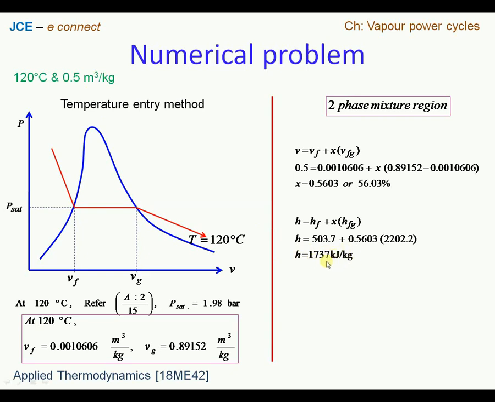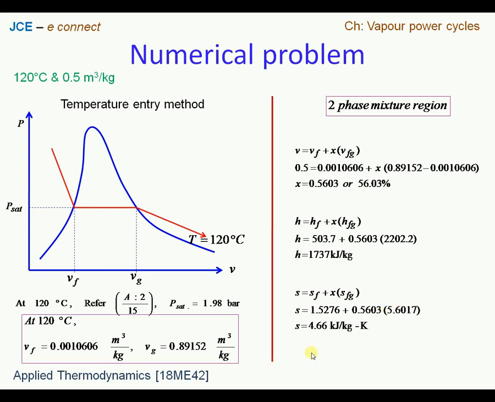Similarly, one can find out the entropy also. Since the system is inside the dome and it now has a dryness fraction of around 56%, we can use the relation S is equal to Sf plus X into Sfg, similar to these two. Therefore we have the Sf value directly from the table, and we know the X value 56%, and the Sfg value we take note of from the data table.